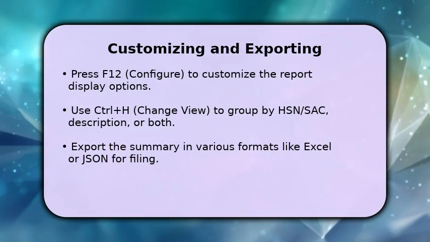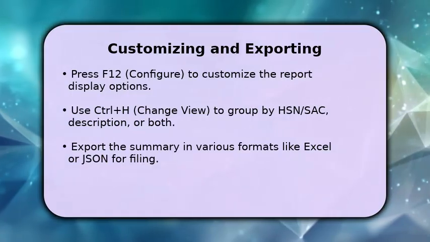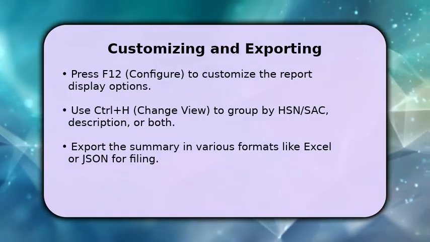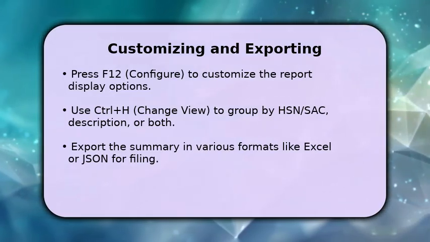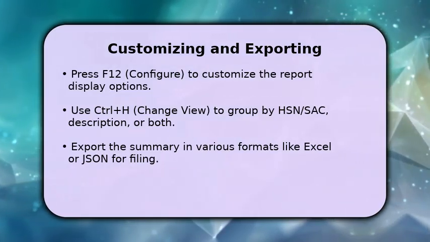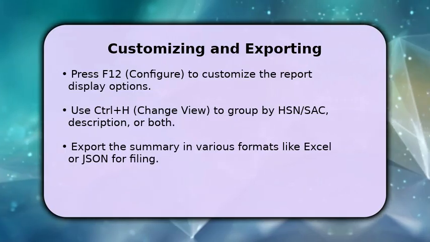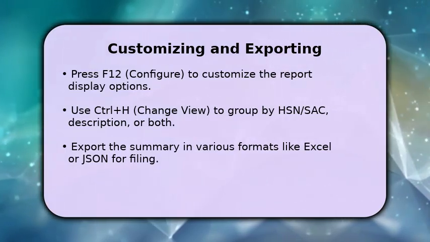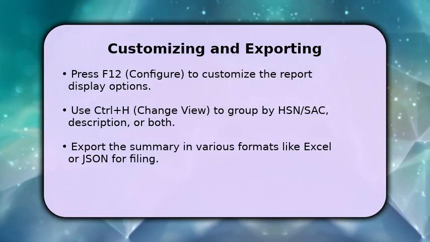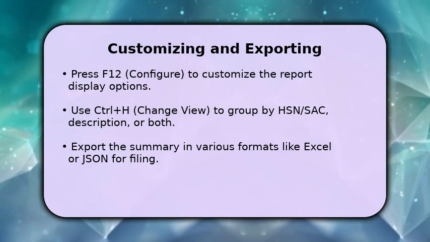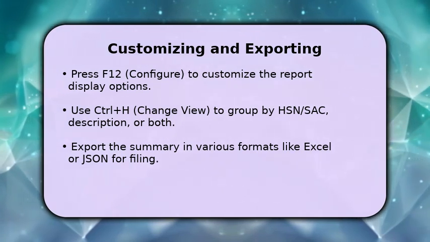To customize your view, press F12 for the Configure options. You can also press Ctrl+H to change view, allowing you to group the summary by HSN or SAC code, description, or both. For compliance or further analysis, you can easily export this summary in formats such as Excel or JSON. Always ensure your stock items have accurate HSN codes for precise reporting.